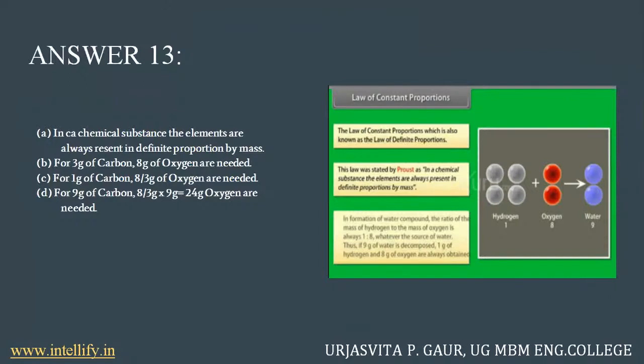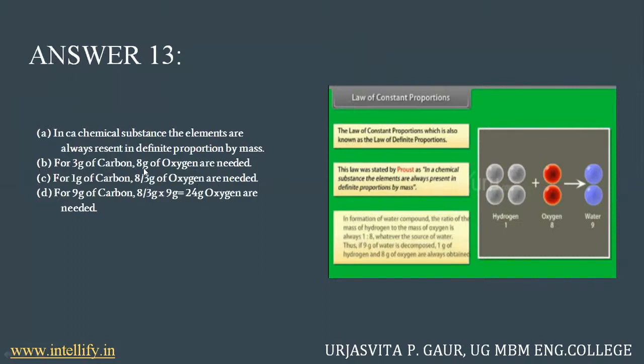And in the B part, the question says in a compound, carbon and oxygen react in the ratio of 3:8 by mass to form carbon dioxide. What mass of oxygen is required to react completely with 9 grams of carbon? So here I have divided the B part further into C and D as well.